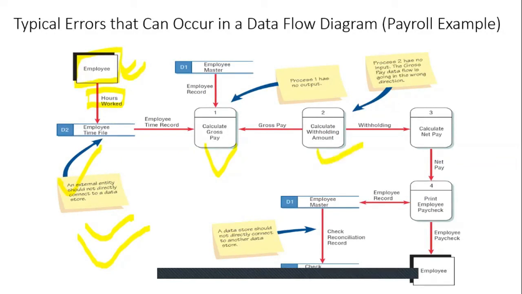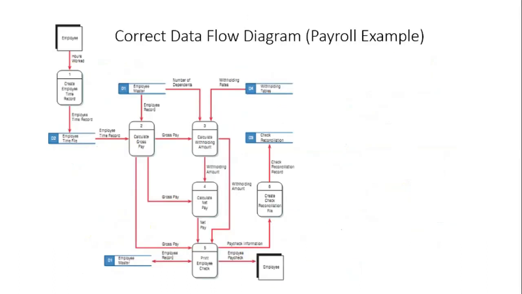The gross pay data flow is going in the wrong direction. This arrow is bidirectional, which is not possible in the data flow diagram. Here, one data store is connected directly with another data store, which is not possible in the DFD. So a data store should not directly connect to another data store. If we correct all these mistakes, then the correct data flow diagram will look like this.